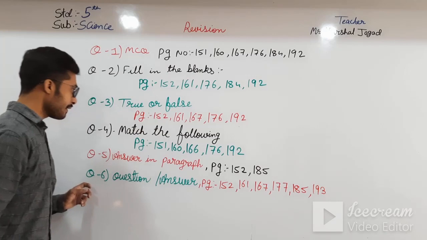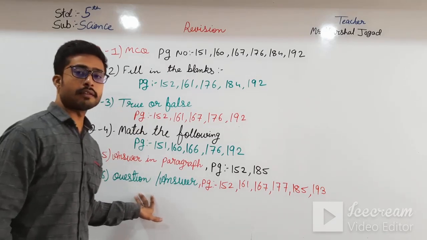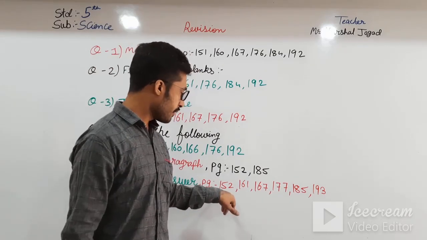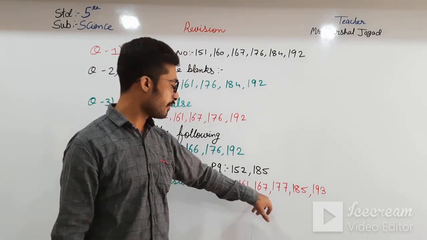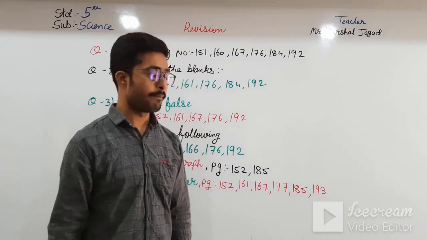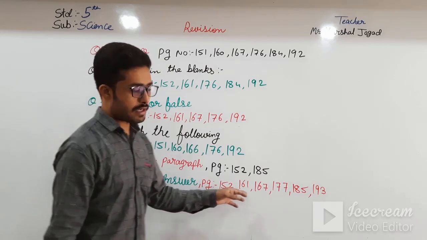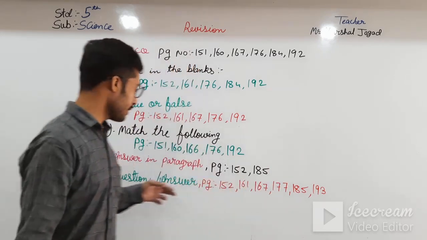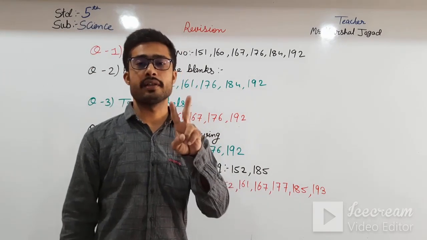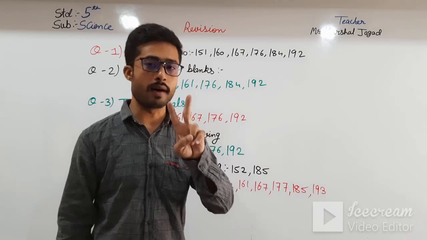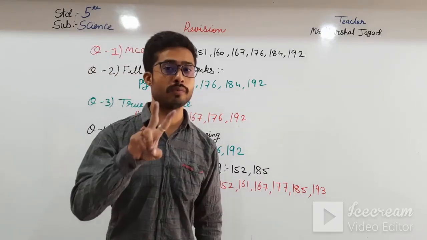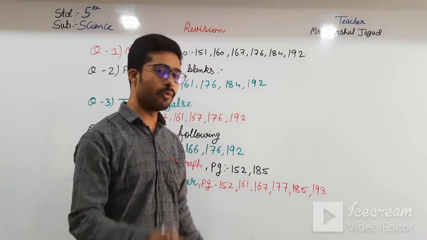Moving forward, that is question number 6, answer the following question or question answer. You can write anything. That is on page numbers 152, 161, 167, 177, 185, 193. So this is in all chapters 1 to 6. This question number 6 is of 2 marks, each question is of 2 marks. So you have to think about what can be asked in 2 marks. That only you have to learn.